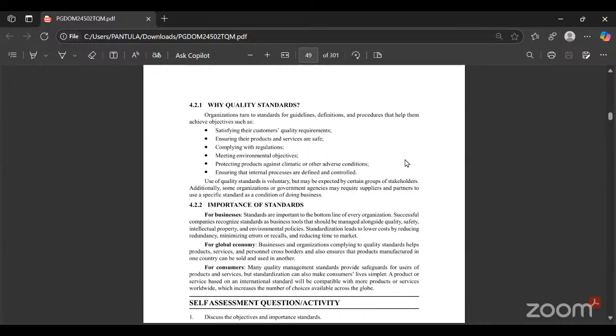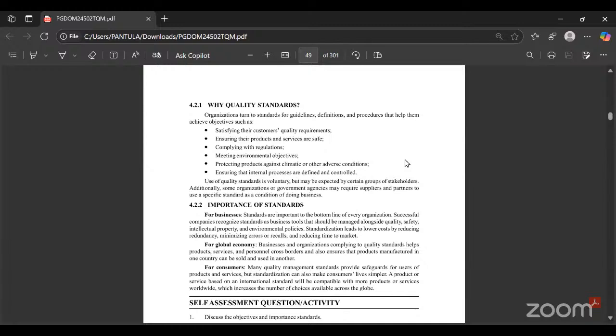Now, the implementation of standards for business, for the global economy, and for consumers. For business, standards are required in order to manage quality, safety, intellectual property, and environmental policy. Standardization leads to lower cost, reducing cost and minimizing errors or recalls.